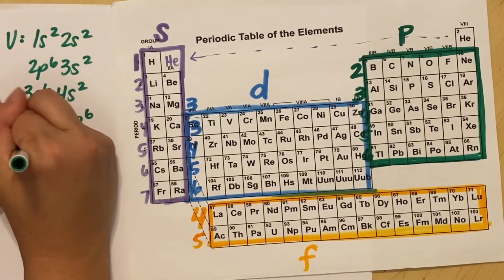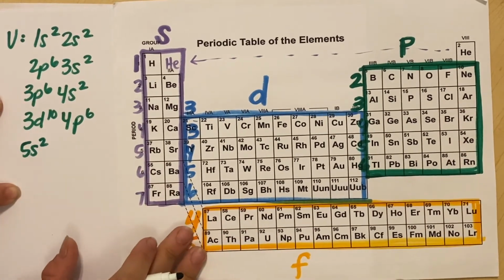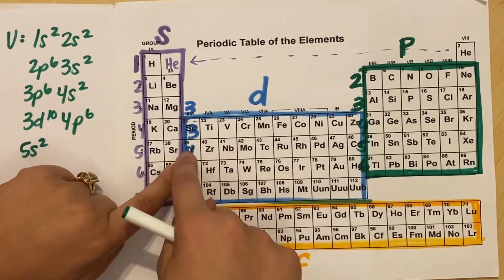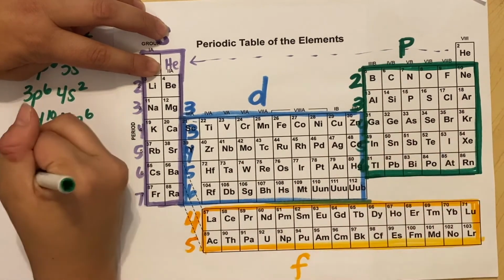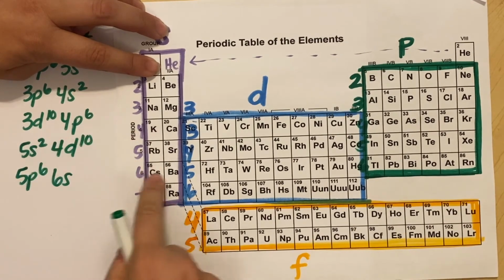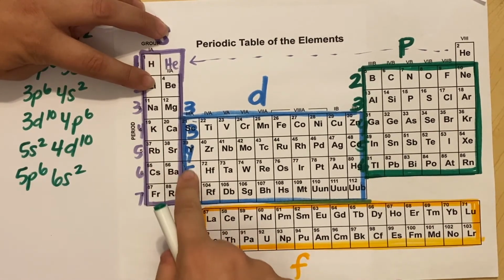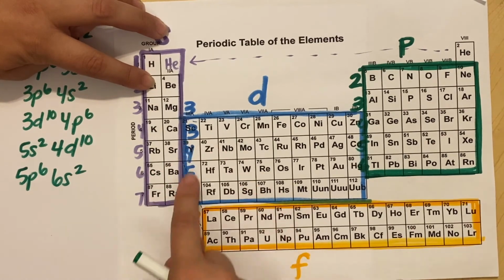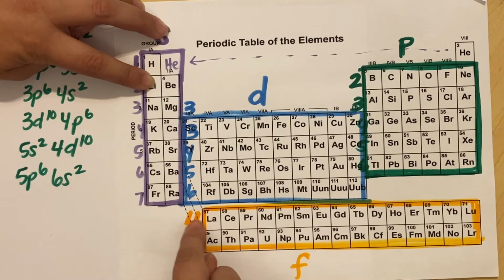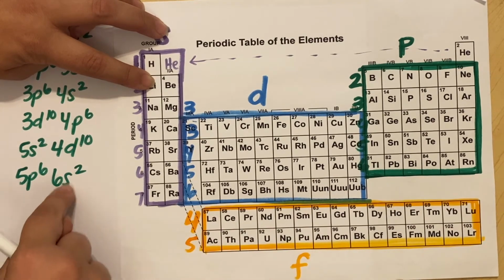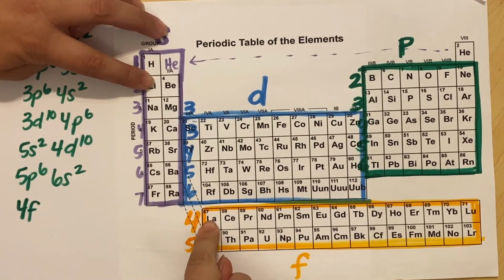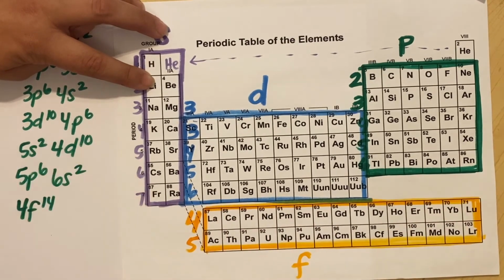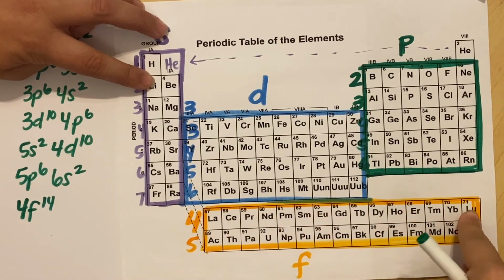Then I get kicked down to 5s2. Right, and now I'm at 4d10. And then 5p6. Now I'm at 6s2. And now, remember, your lanthanides and actinides kind of break out of here. So I'm going to start my F orbital here, but F orbital starts at 4. So I go from 6s2 to 4f, and then count across. It's 14. You can trust me or you can count. 1, 2, 3, 4, 5, 6, 7, 8, 14. Okay. So I finished up 4f14.